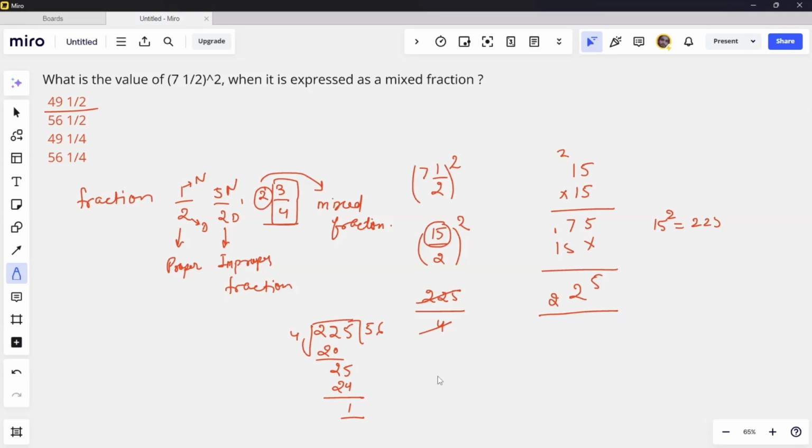So as you can see, what is the answer? The answer will be 56 and 1 by 4. Okay, so this is our answer, and as you can see, this is 56 and 1 by 4. It means the fourth option is the correct option.